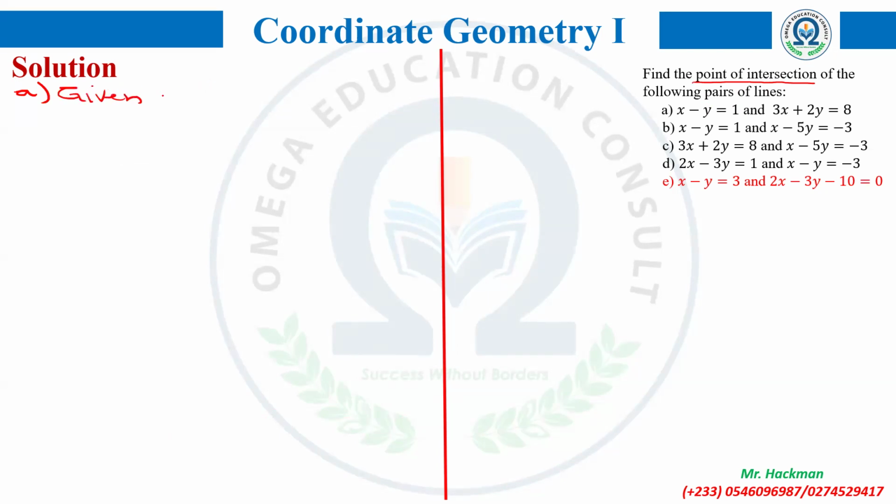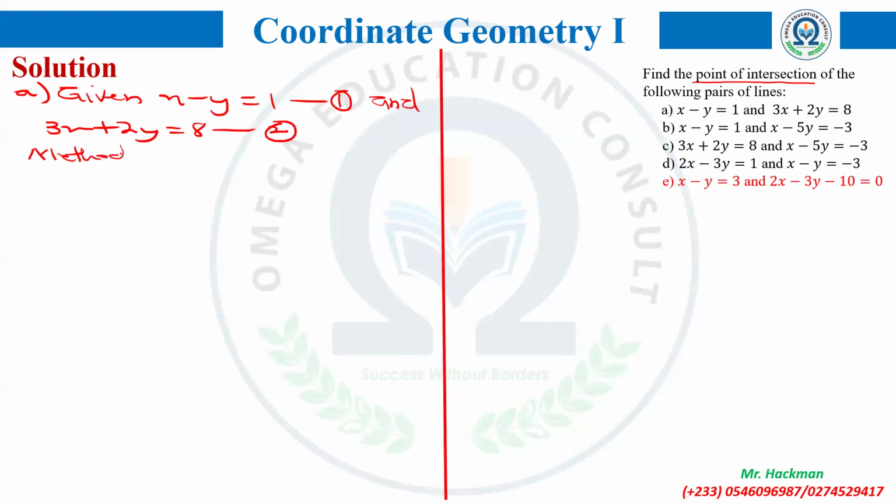We are given x minus y equal to 1. Remember, one equation, you label it. And our second equation will be 3x plus 2y is equal to 8. We label this. We are going to use method 1. So for method 1, we are going to solve these two equations simultaneously.